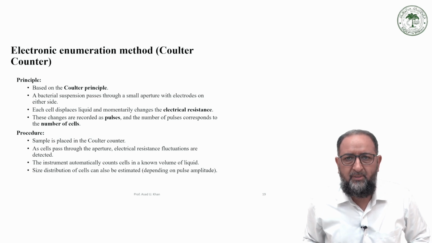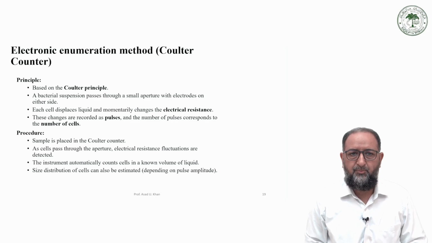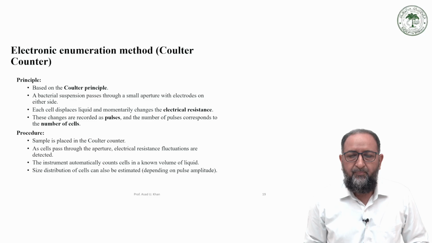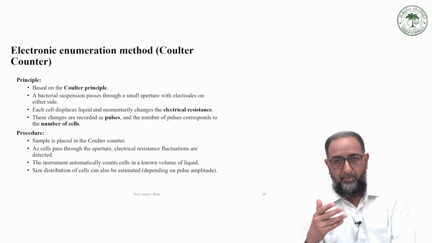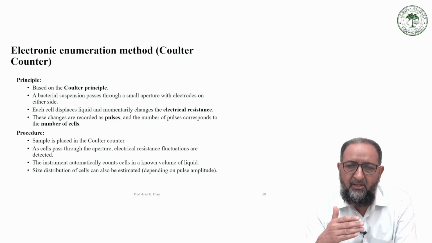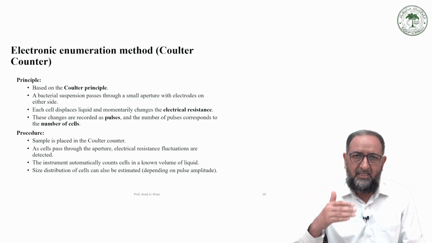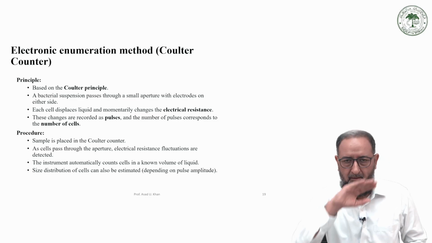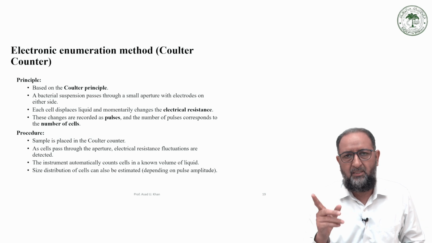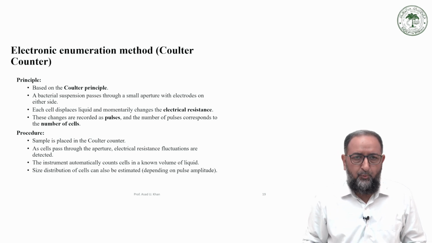electronic enumeration method, the Coulter counter method, is based on the Coulter principle, that is, the bacterial suspension passes through a small aperture and is detected by an electric pulse, an electric current, and this gives you the signal. Every bacterium which passes through this pore is recognized by the electric pulse, which senses the deflection and gives the number in digital form, calculating the number of cells. The procedure is simple.